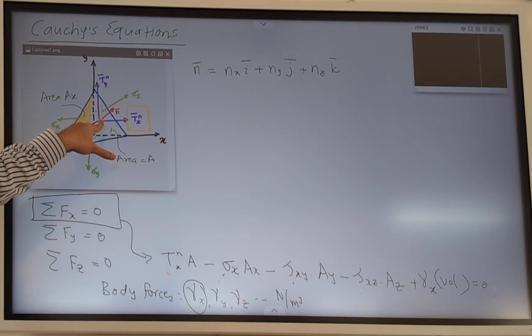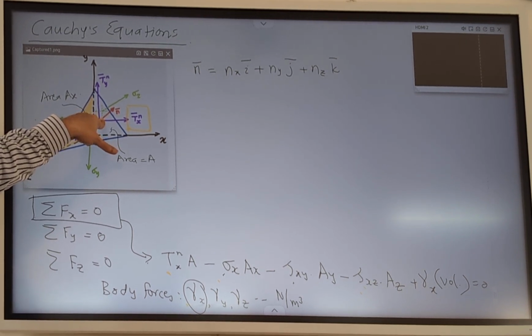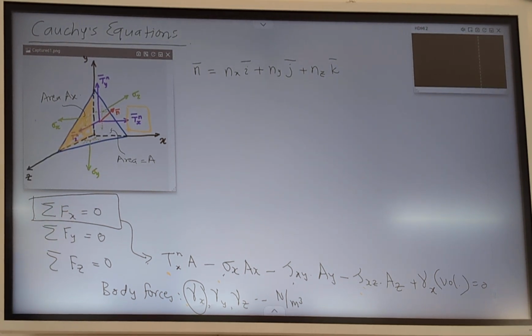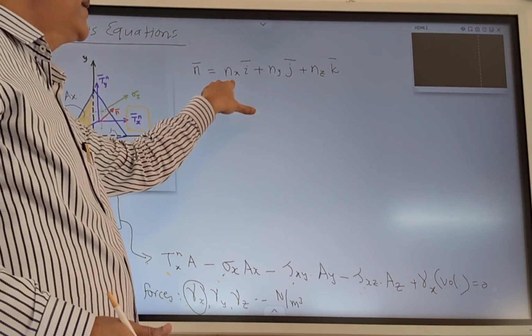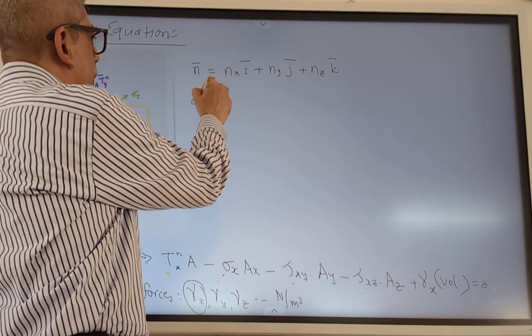What do you mean by unit vector? Anybody knows? What does unit indicate? A unit vector's magnitude is equal to unity. It is having unit magnitude. And in that case, these nx, ny, and nz are called direction cosines.